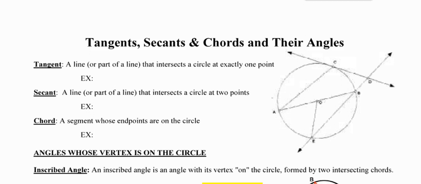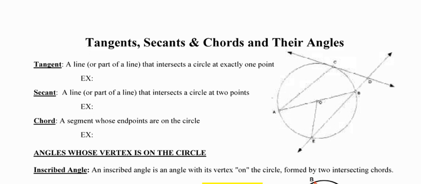The focus of this video will be on the angles that are formed when tangents, secants, and chords intersect. So before we get started, it's important to understand some basic vocabulary. A tangent is just a line or part of a line that intersects the circle at exactly one point.